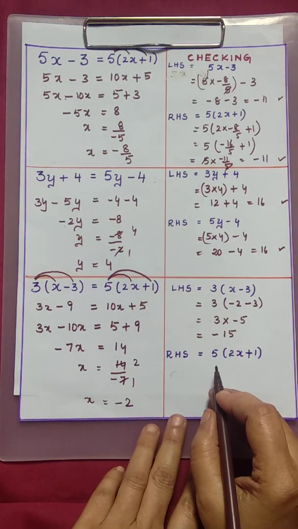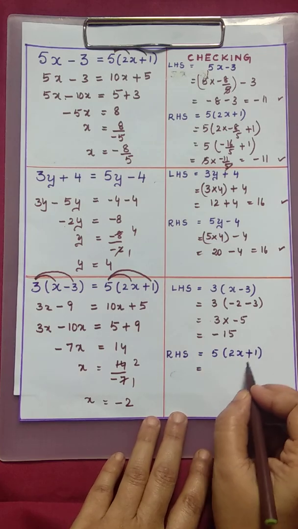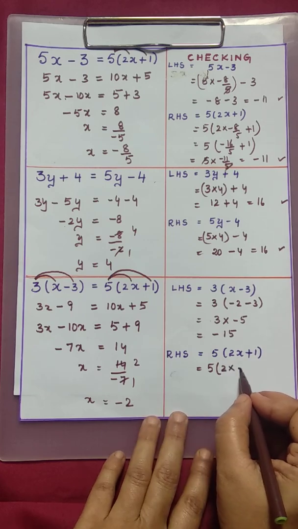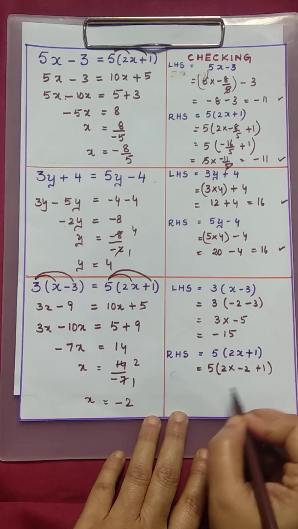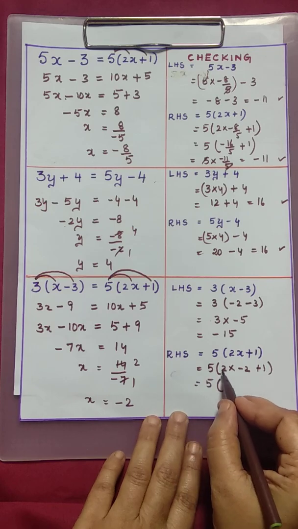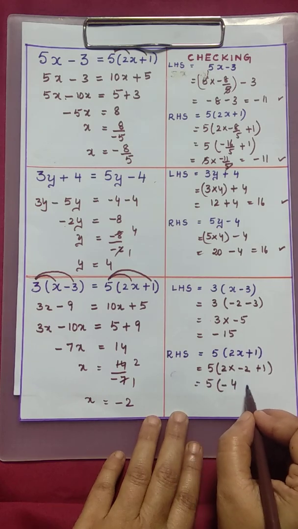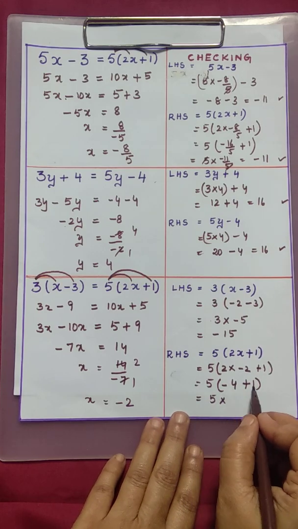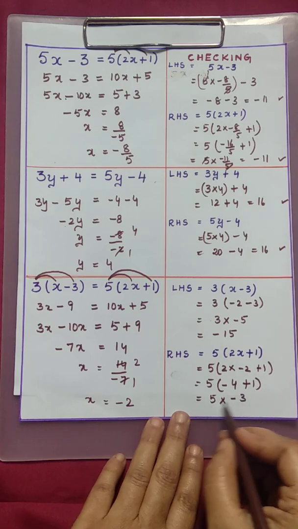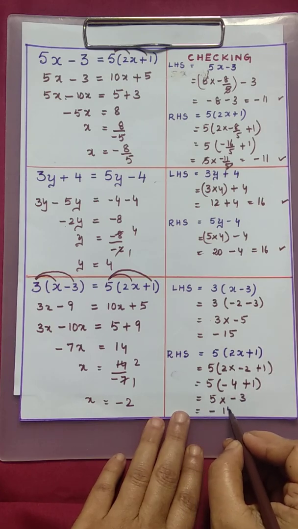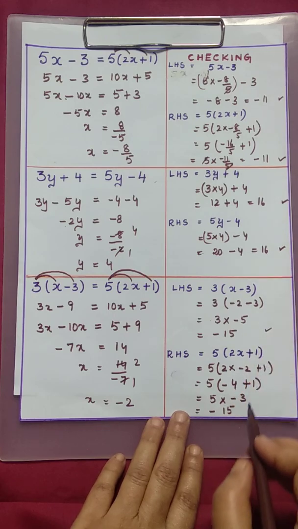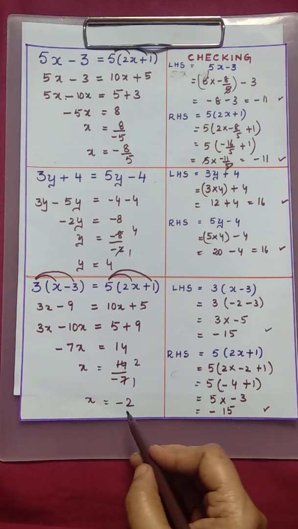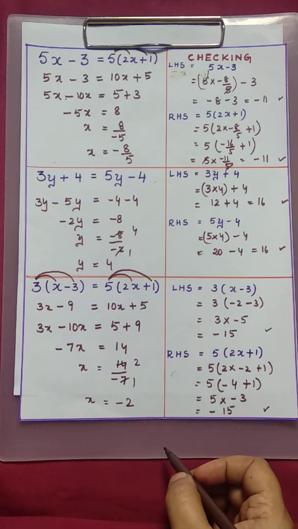Now let us find the value of RHS. 5 into 2x plus 1. 5 into x value is minus 2. So 2 into minus 2 plus 1. 5 into plus into minus minus. 2 2s are 4 plus 1. 5 into minus 4 plus 1 means minus 3. Multiply here. Plus into minus minus. 5 3s are 15. Now here LHS is minus 15 and RHS also minus 15. It means that the value minus 2 satisfies the equation.